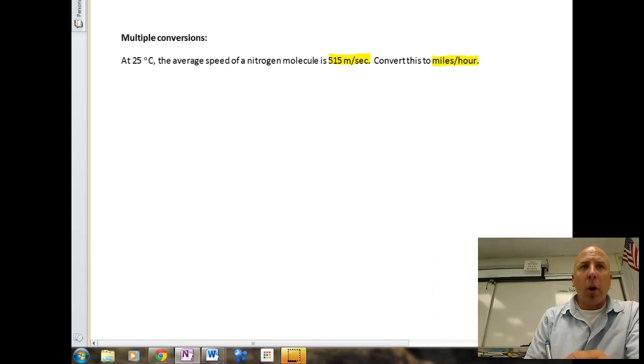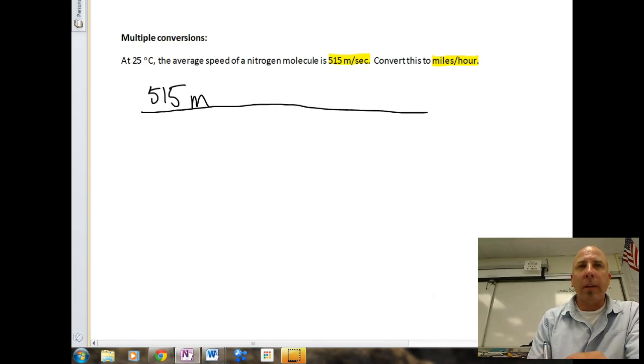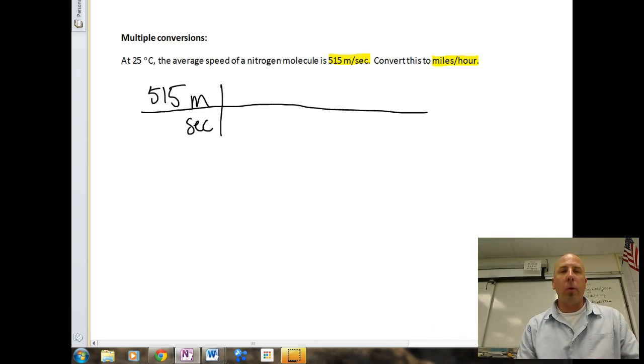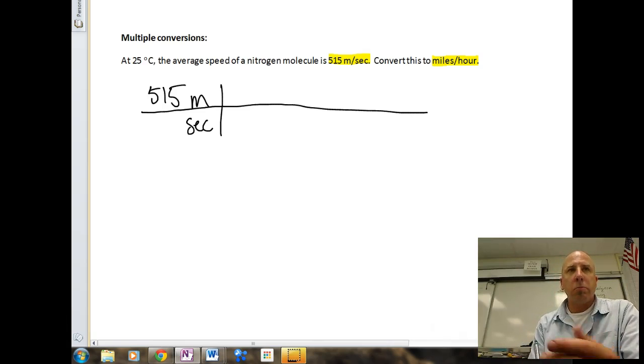Again, our known quantity is 515 meters per second, and we ultimately want to get to miles per hour. So I'm going to convert things a step at a time here.